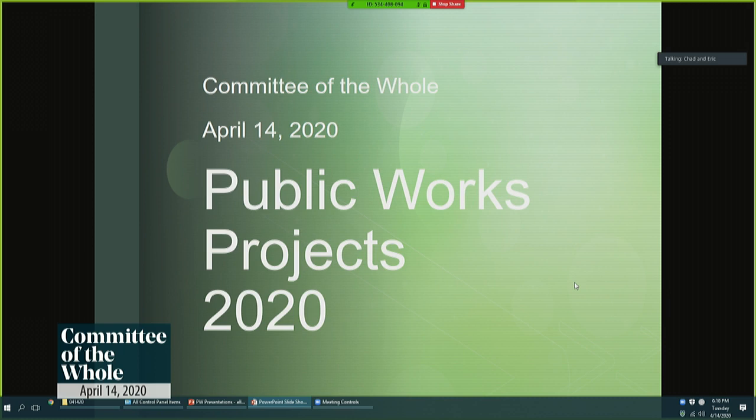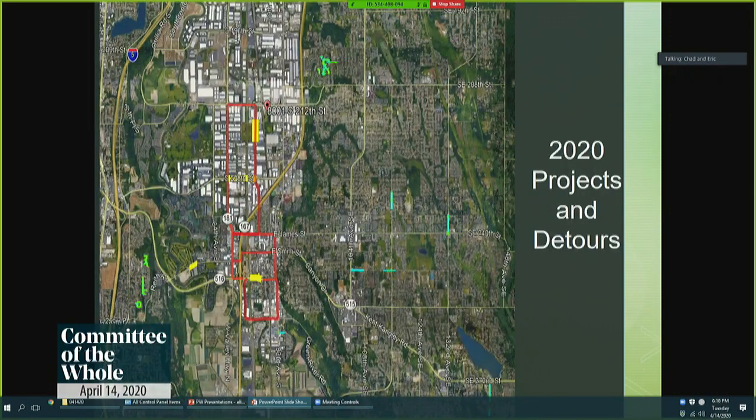I'll start over. So I'm Eric Connor. I'm the construction engineering manager, Public Works. Tonight I wanted to talk about some of the upcoming construction projects that'll be impacting the normal traffic flow of this coming construction season. So on the next slide, we have a map of the city. It's highlighting several of the projects that we have going on in town this year.